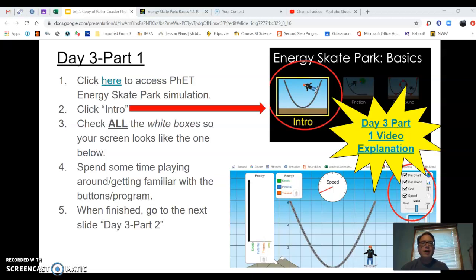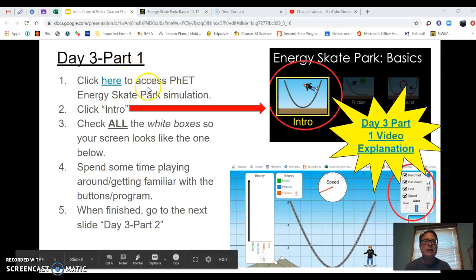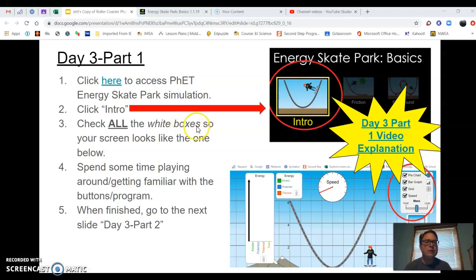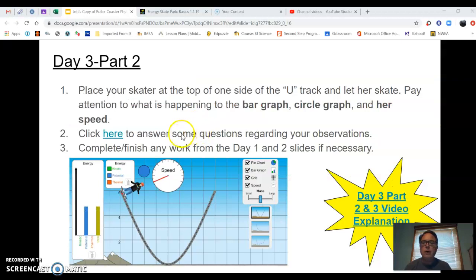Right, welcome back. If you just finished the previous slide, Day 3, Part 1, you have been made familiar with the simulator of the skate park, all of the different features that it has, and you are ready to show what you know here.